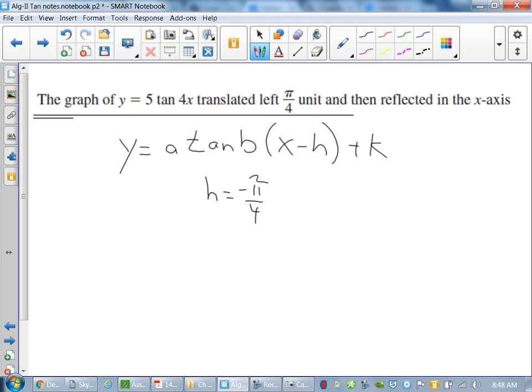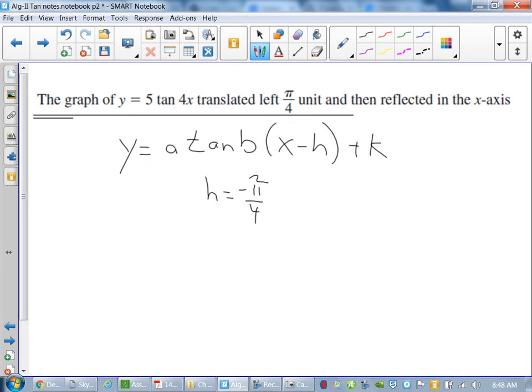Wouldn't the h value be positive? It's moving left. When things move left, it means it's negative. I know, but with h, it's always x minus h. Right. But in the equation, it would be plus pi over 4. I'm just listing what h is going to be. When we say x minus negative pi over 4, it becomes plus pi over 4. That's what I was saying. All I'm doing right now is just listing it. You're not wrong.